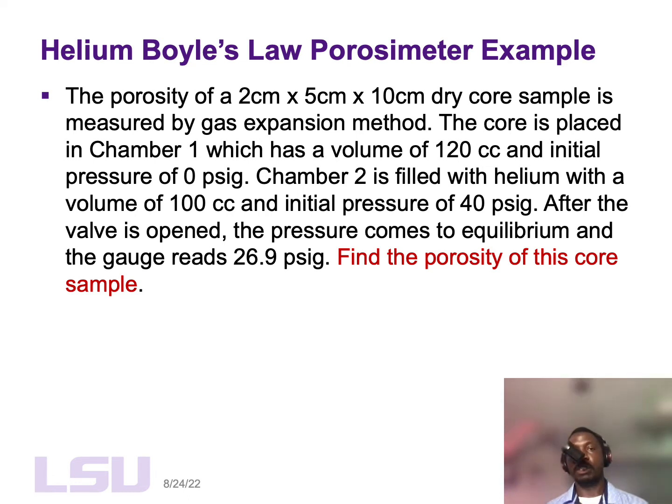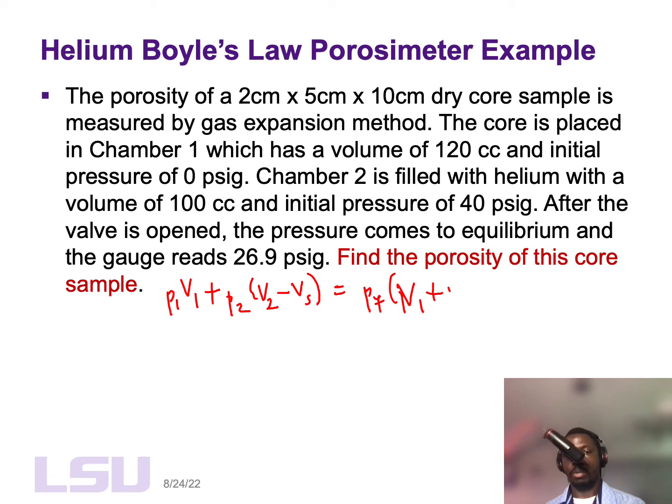The question is, can you find the porosity of the sample? So again, you can pause the video here and use the results you got from the previous slide and see if you can calculate this. From the previous slide, what we had was P1V1 plus P2V2, the volume available for storage of fluid, was equal to the pressure at equilibrium multiplied by the volume V1 plus V2 minus Vs. That should be exactly what you have on the previous slide. It doesn't allow me to go back, but that's fine.